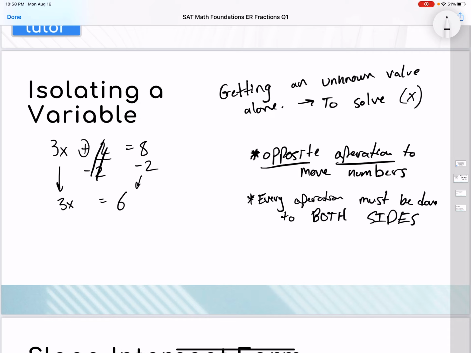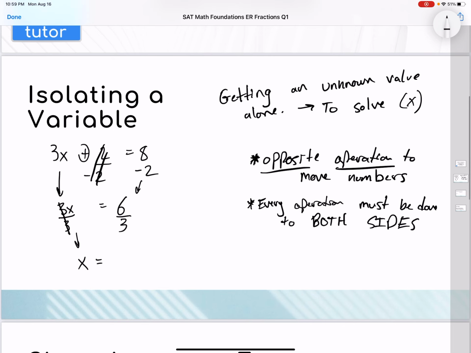Now, only 3 and x remain on the left side of the equation. The current operation being done between those two values is multiplication. So the opposite of multiplication would be division, which means we will now divide both sides of the equation by 3. 3 divided by 3 simplifies to 1x, or just x, equal to 6 over 3, which is the whole number 2. So x is equal to 2.